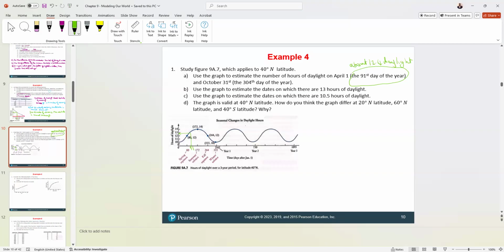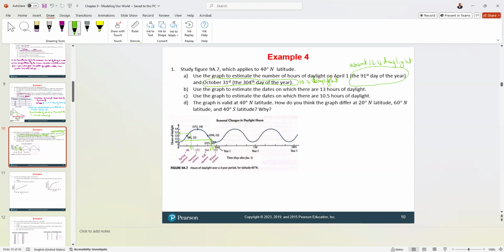October 31st is somewhere around 304. This is 365 right there. Oh, we have 264 here. Maybe 365 should be somewhere here. 304. So where do you think 304 would bring us? 304, this one right there. About how many hours of daylight? You can see it's 10 point something, 10.7 hours of daylight. So it's 10.7 daylight for this one.